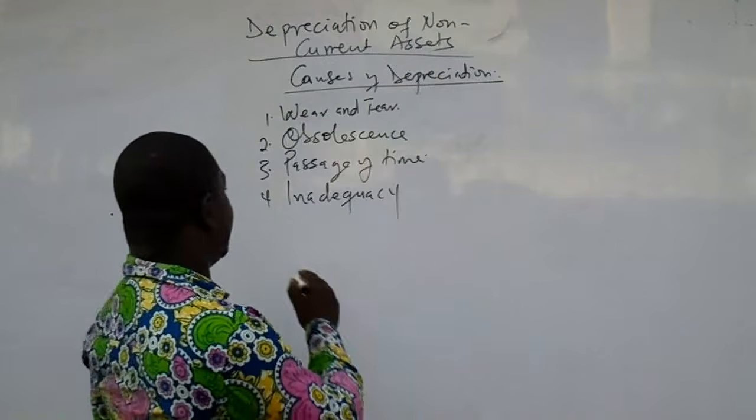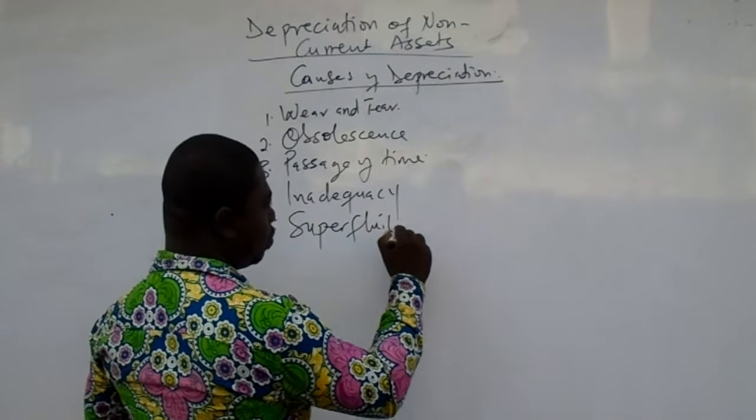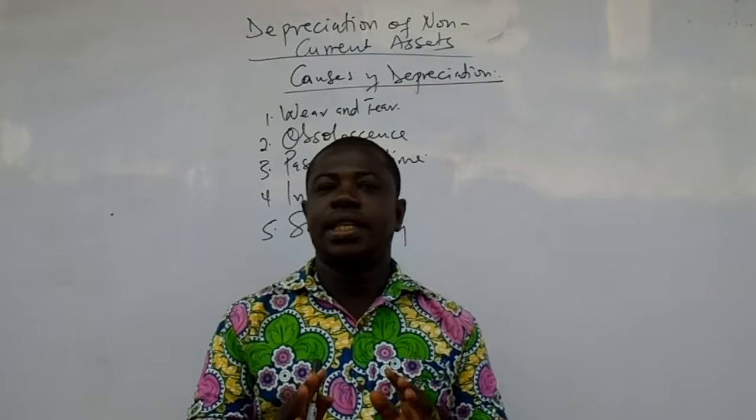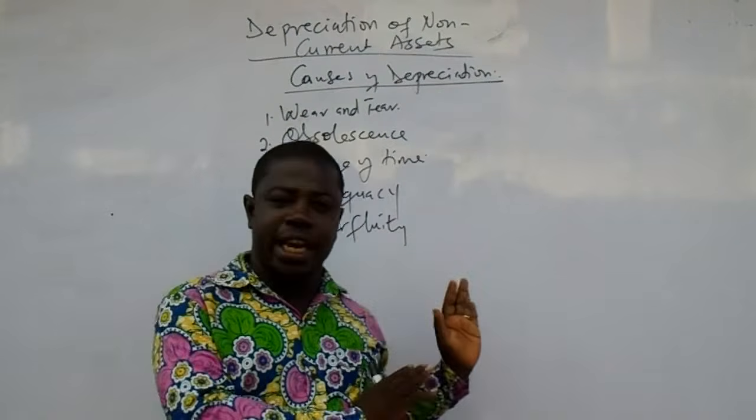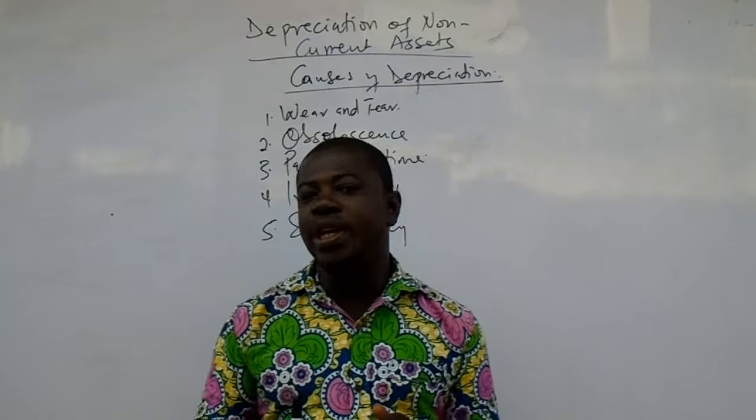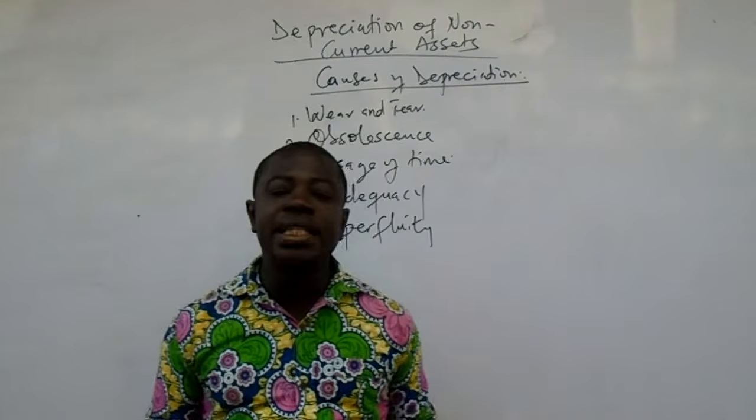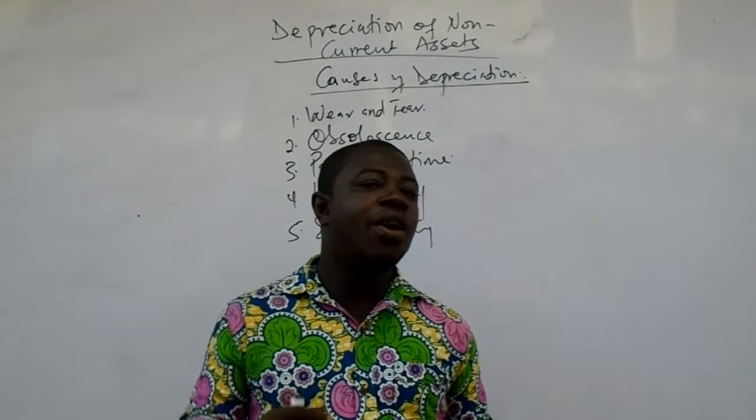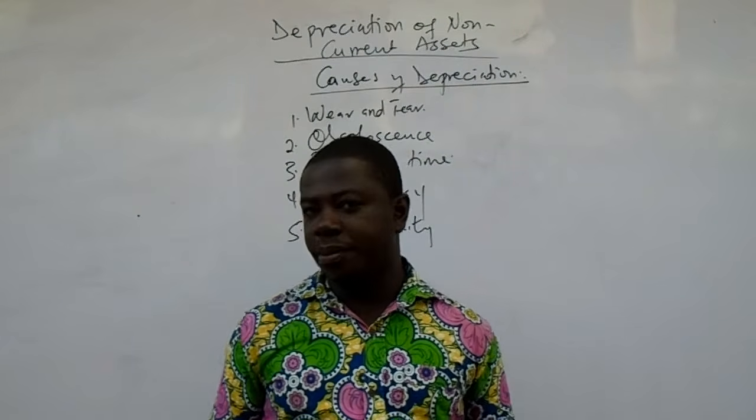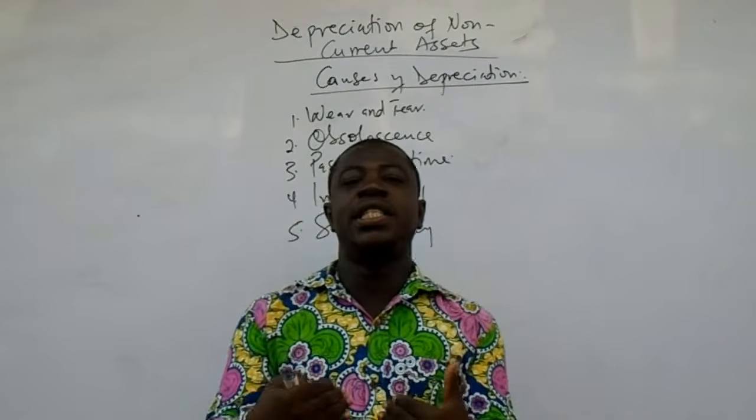And then the next cause of depreciation that I can talk about is superfluity. Superfluity. Now, this is the opposite of inadequacy. Inadequacy is when your asset cannot cope with the demand of the firm, and so it loses value because you have brought in a new one that can cope. Superfluity means that the asset that you are using now has lost value because of the decreasing demands of the firm. Like looking at the first scenario of inadequacy, we said that the firm's demand has gone up.